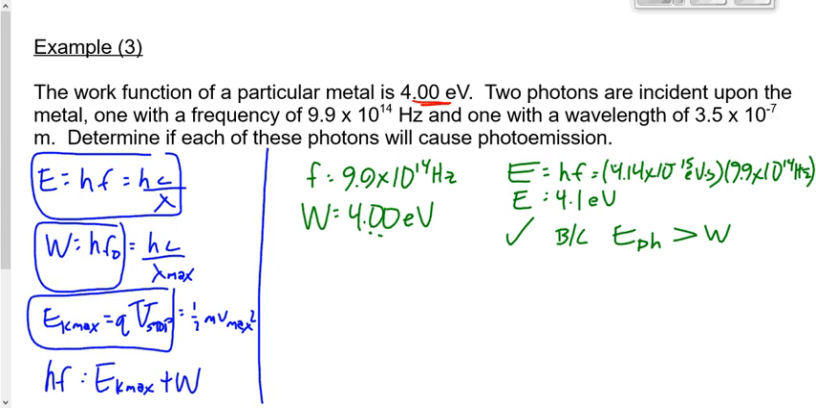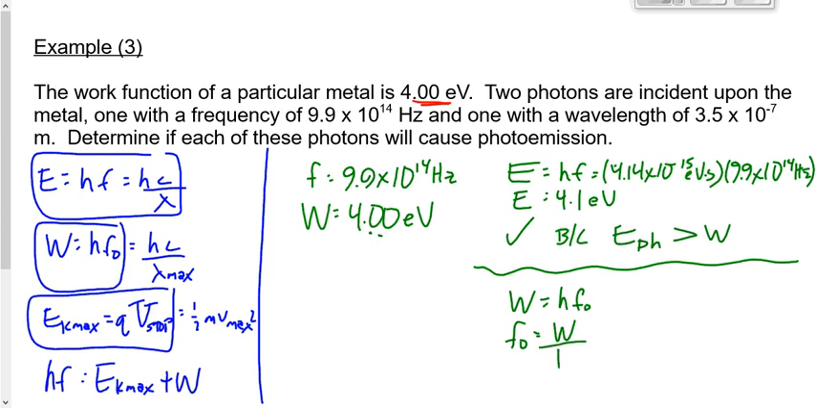Now, there is another way to do this as well. We could have said, do you have an idea for it? Okay. Yep. Absolutely. F0 is equal to W over Planck's constant.